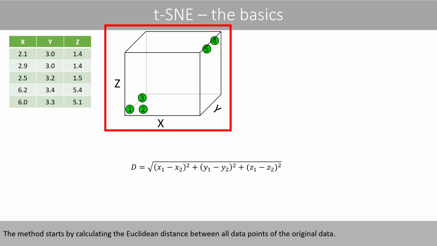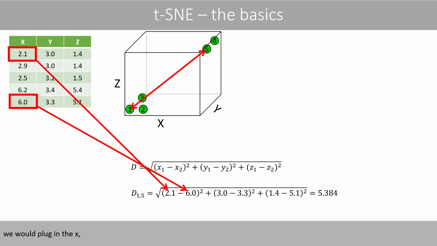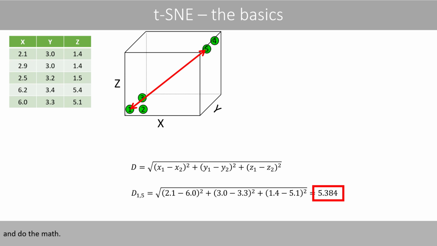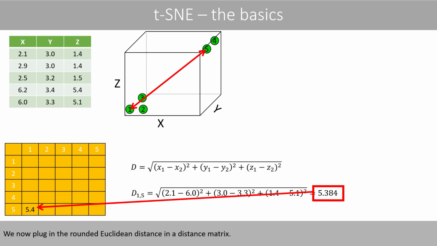The method starts by calculating the Euclidean distance between all data points of the original data. For example, if we were to calculate the distance between data points 1 and 5, we would plug in the x, y and z coordinates in this equation and do the math. We now plug in the rounded Euclidean distance in the distance matrix.